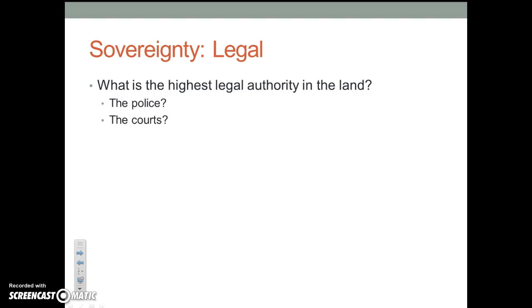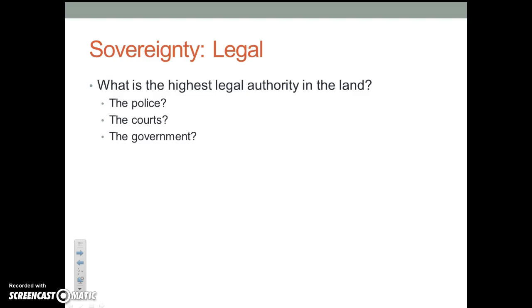And by the same token, it's not actually the courts. What they're doing is they're taking law from somewhere else and deciding whether or not someone has broken it and what should be done thereafter. So, whose law is it that the courts uphold and that the police implement? Well, the short answer is it's not government.